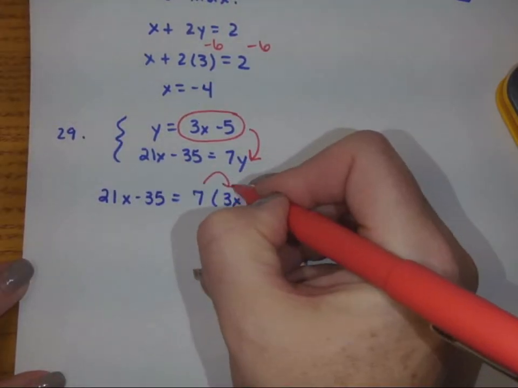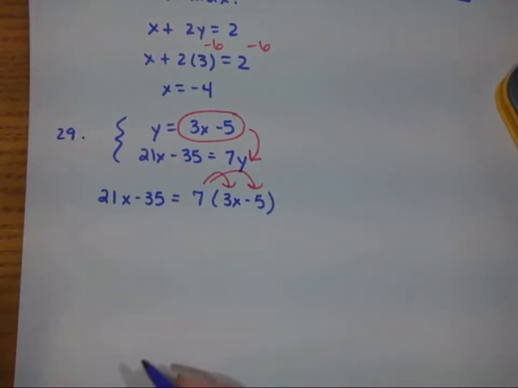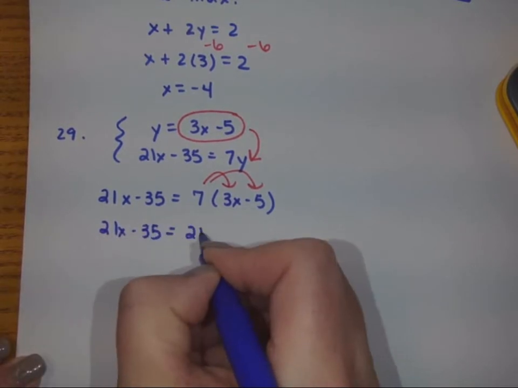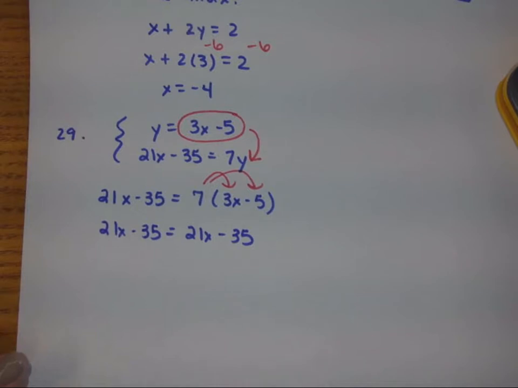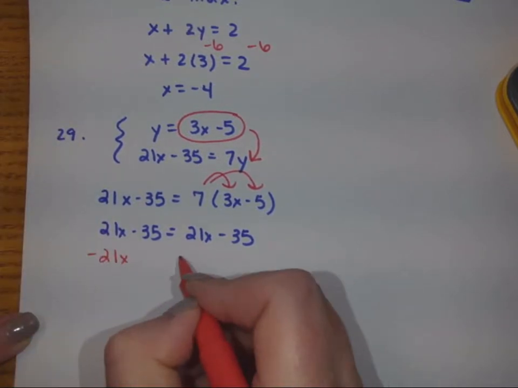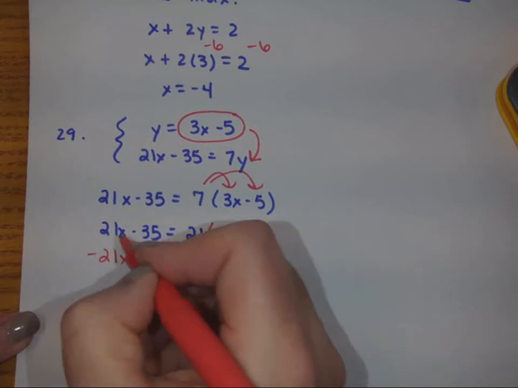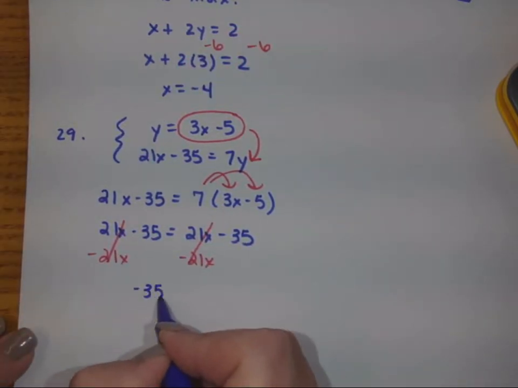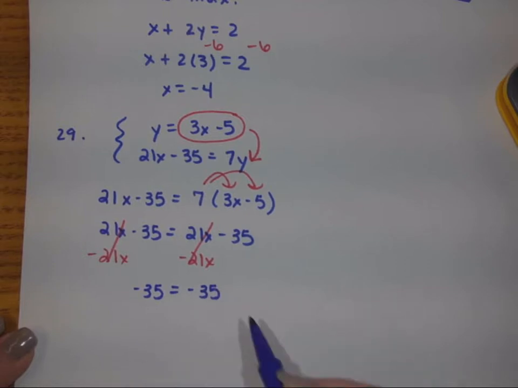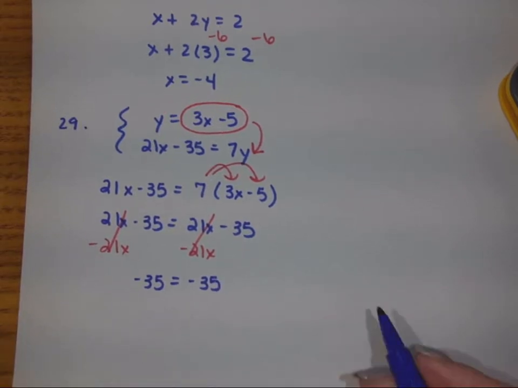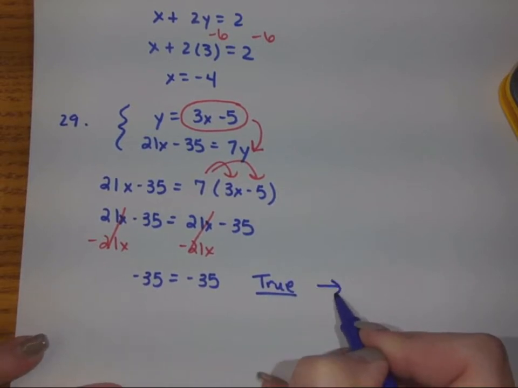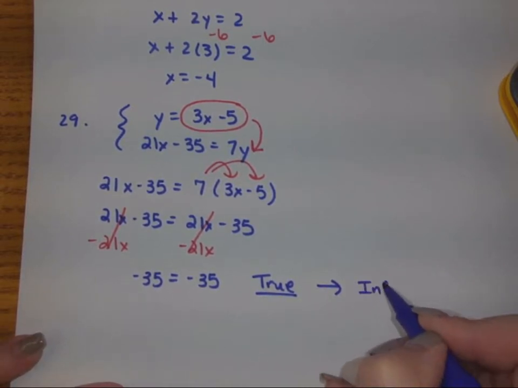So you might notice something a little strange about this one. So we're going to get 21x minus 35 on the left, but we're also going to get 21x minus 35 on the right. So when you try to simplify, you notice you're actually going to get the x's gone as well, or eliminated. So you actually get negative 35 equals itself, right? Which is a true statement. And when you get a true statement, it means that you have infinitely many solutions.